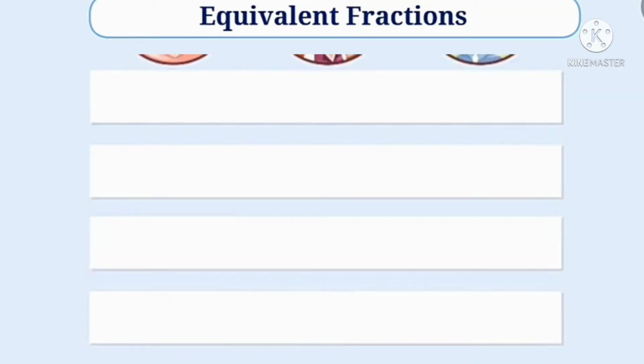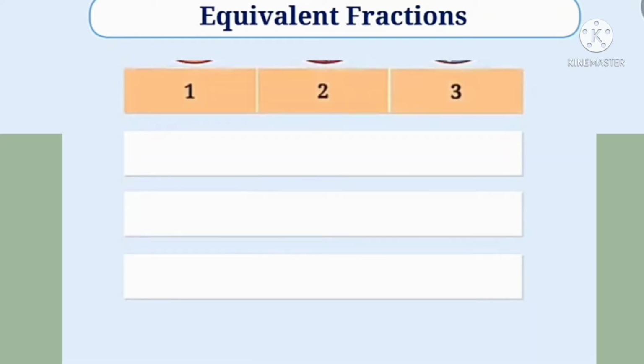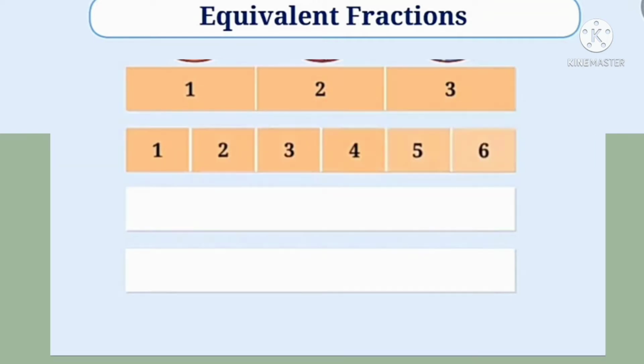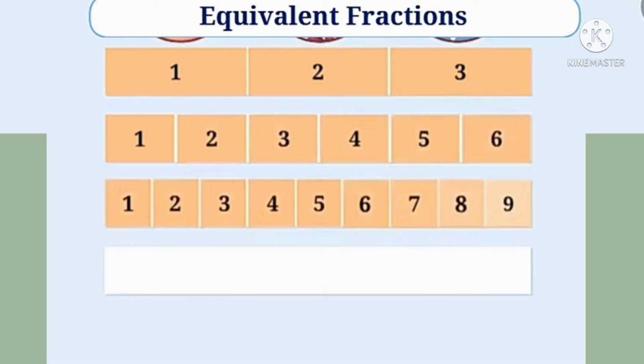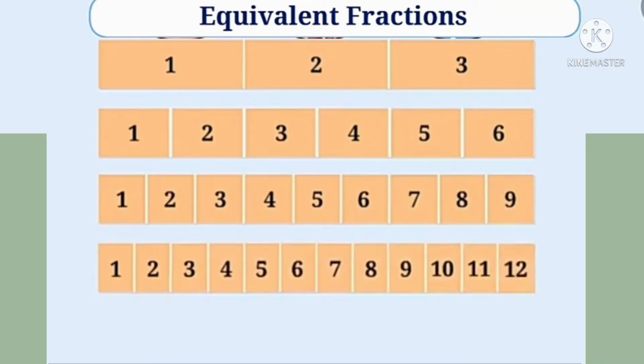Now I am going to explain with 4 equal strips. I select the first strip and make it into 3 equal parts. Similarly, I make the second strip into 6 equal parts, the third strip into 9 equal parts, and the fourth strip into 12 equal parts.